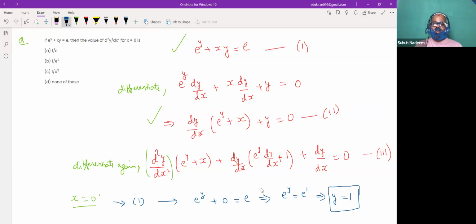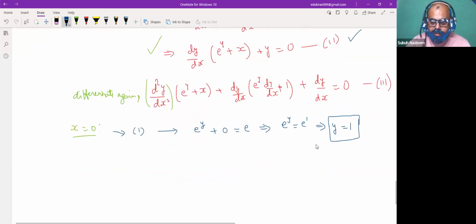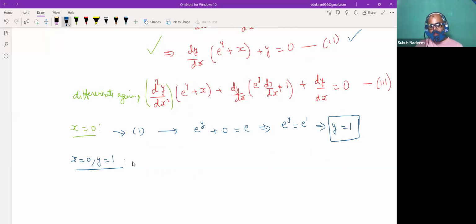Similarly, put the value of x0 and y1 in the second one and find dy by dx. What will be dy by dx then? In the second one, when we put x0 and y has come as 1, so what will be the value of dy by dx? Wouldn't it be dy by dx into e plus 0 plus 1 is equal to 0. So it will be dy by dx is equal to minus 1 by e.